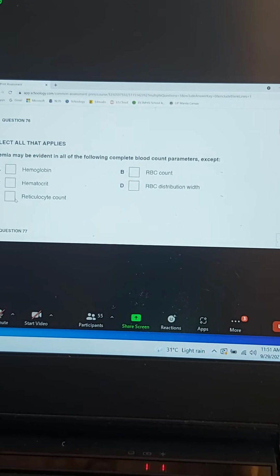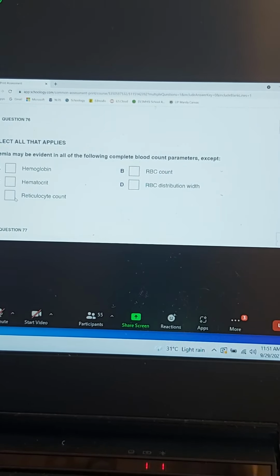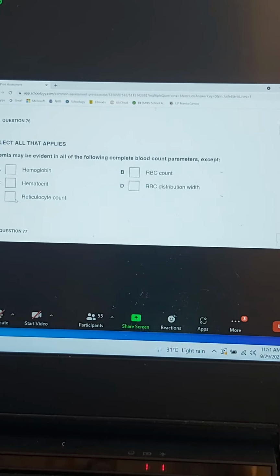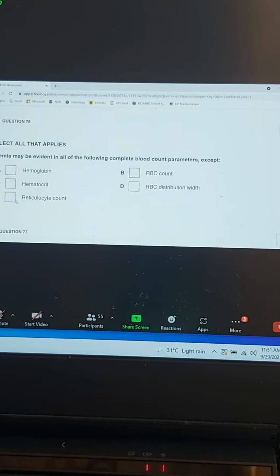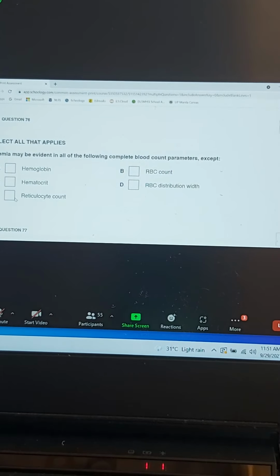Pang-differentiate mo lang siya. So therefore, the correct answer for 76 is letter D and letter E. Kasi hindi sila ganun ka-evident. Unlike kay A, B, and C, isang tingin mo lang ay alam mo agad na anemia to. May letter D, letter E, hindi mo masabi. Nakuha nyo kung bakit letter D and E? Opo, sir. Hindi ka certain. Hindi mo ma-ascertain talaga kung may anemia or not by just looking at RDW and retics count. Unlike this A, B, and C.